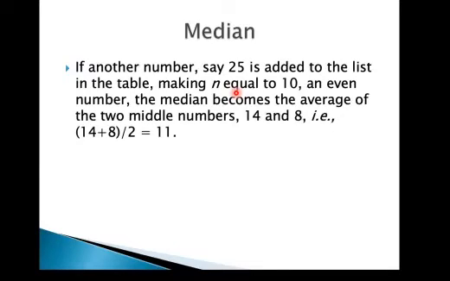And so, if we add another number, 25, to the values that we showed to you a while ago, then n now becomes 10. That's an even number, and then the median becomes the average of the two middle numbers. The two middle numbers are 14 and 8, and the median is 14 plus 8, that is 22, divided by 2, and then the median is 11.